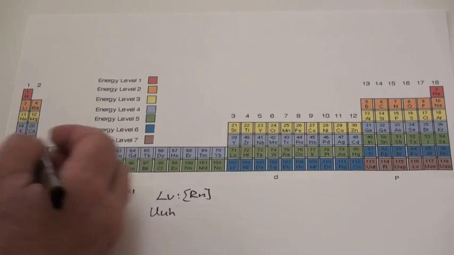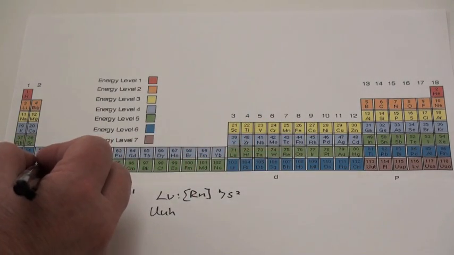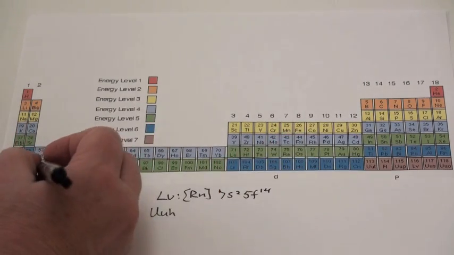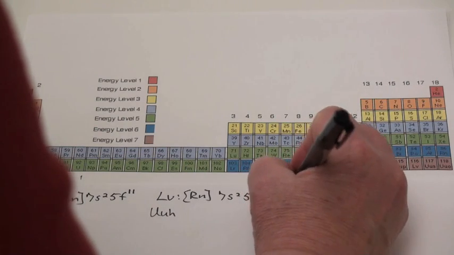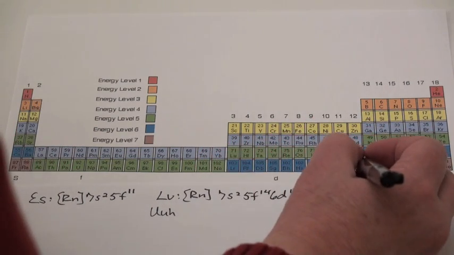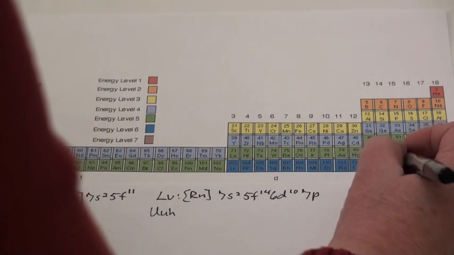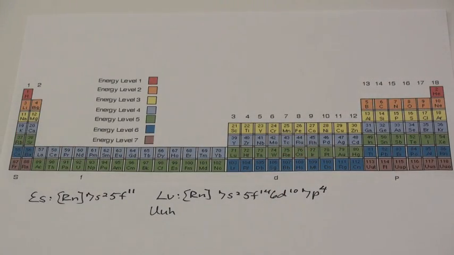So after radon there's 7s2. After 7s2 it's the 5F14s. After the 5F14s there's the 6D10s. After the 6D10s we run into the 7P, and it's 1, 2, 3, 4, 7P4. So that's the noble gas shortcut.